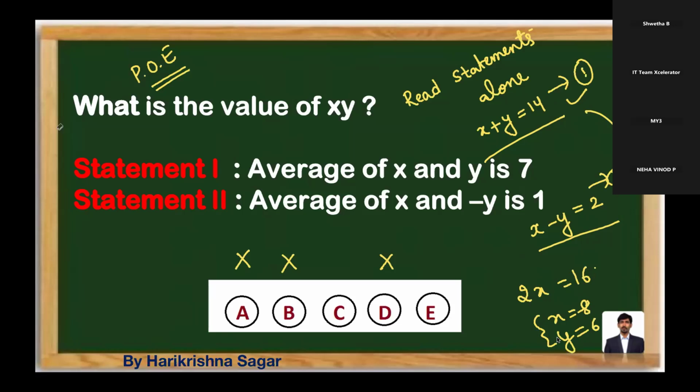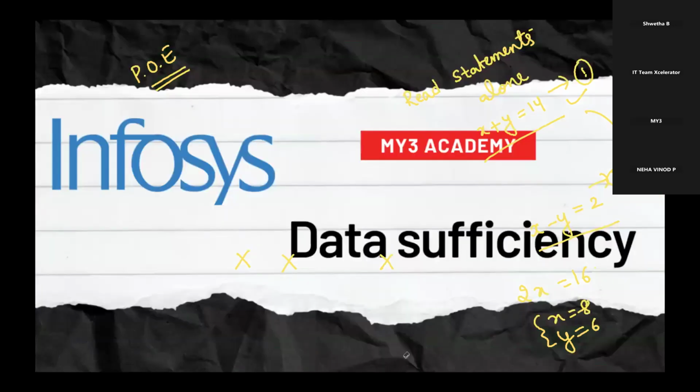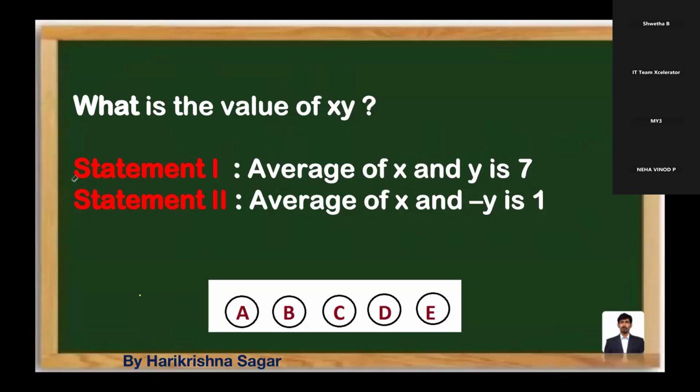But solving for xy is not required, because of the type of the question. I already named it: this type of question is called data sufficiency. The name itself indicates you need not solve the complete question. You just need to check whether the given data is sufficient to answer your question or not. So you need not calculate the complete answer. Whether you are able to get the value of xy using the statements or not is the only thing required from your end.